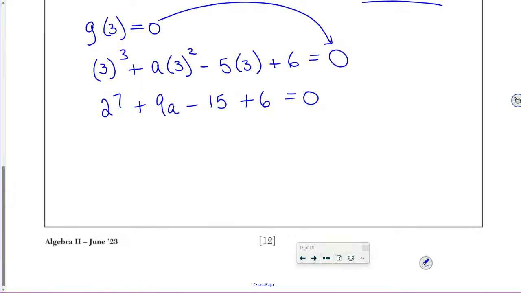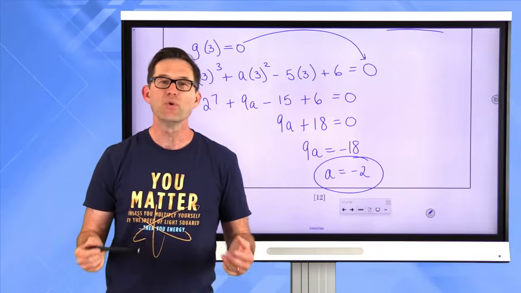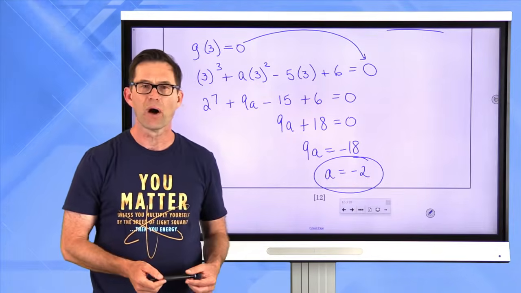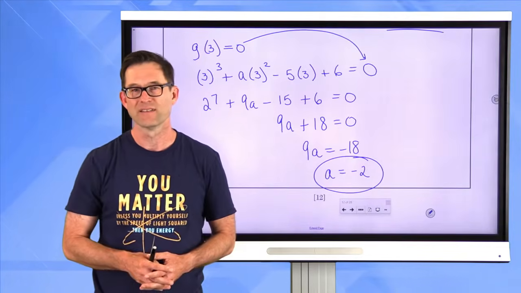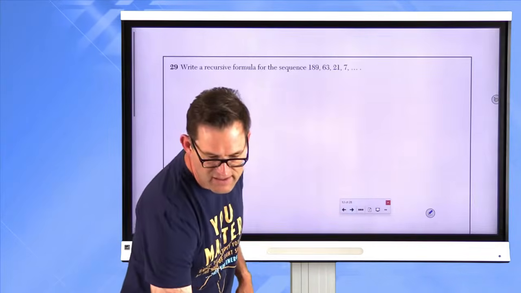Let me collect it all. 27 minus 15 is equal to 12, plus 6 is equal to 18. So I'll get 9a plus 18 is equal to 0. 9a is equal to negative 18, and a is equal to negative 2. Right? So we use this beautiful connection between a factor of a polynomial and the zeros of a polynomial, not to factor it, but to simply find a missing constant, which is rather cool.